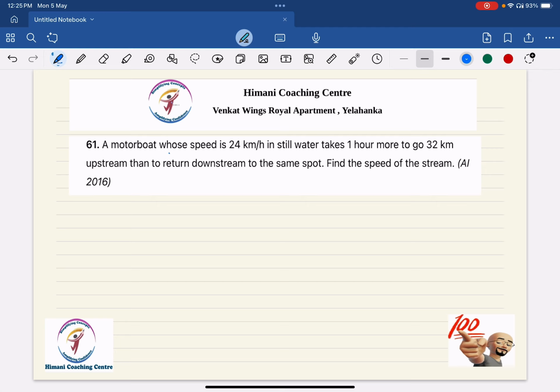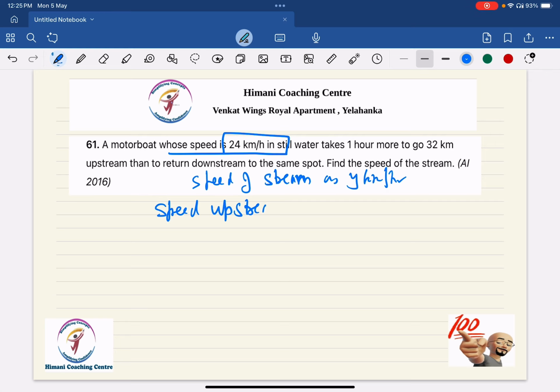Now, since the motorboat's speed in still water is given, x is given to us, let us take the speed of stream as y kilometer per hour. I can take x also, but since I used x for speed in still water, so let us keep it y. So if the speed of stream is y kilometer per hour, let us first figure out what would be the speed upstream.